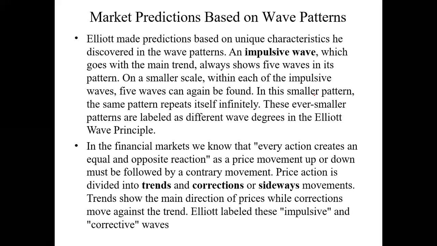In the financial market, we know that every action creates an equal and opposite reaction. We all know this; we have studied this and we have seen the reactions also. A price movement up or down must be followed by a contrary movement. So price action is divided into trend and corrections or sideways movements. Trends show the main direction of prices while corrections move against the trend. So that is the two things, trend and correction. Elliott labeled these impulsive and corrective waves.